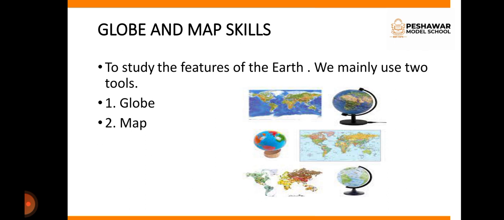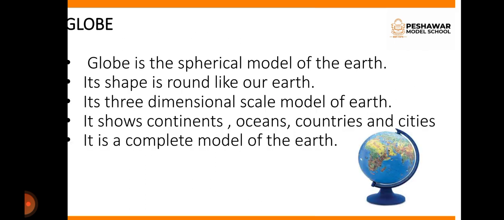In order to study the features of the earth, we basically use two tools. The first one is globe and the second one is map. We will be describing them one by one. Globe. Globe is basically the spherical model of the earth. Its shape is round like our earth. It is a three-dimensional scale model of earth. It shows continents, oceans, countries, and cities. It is a complete model of the earth.